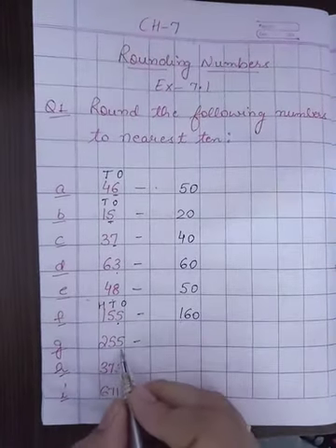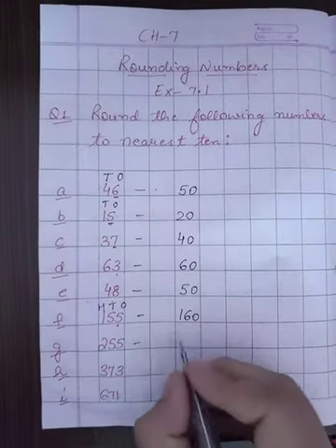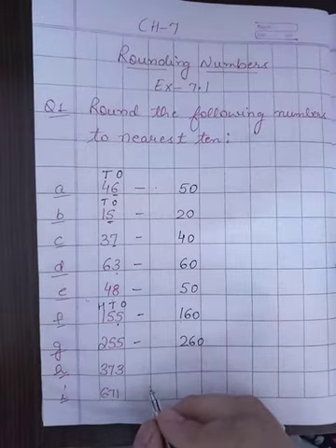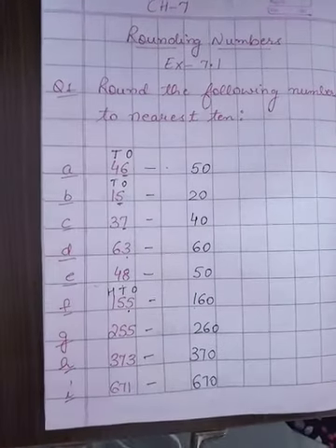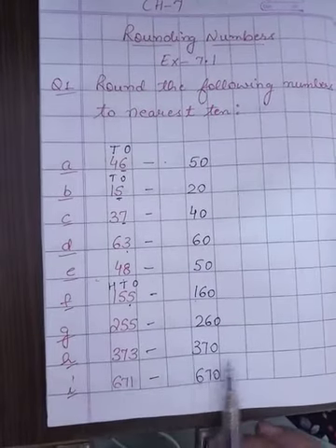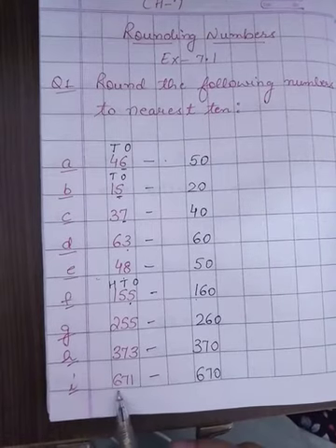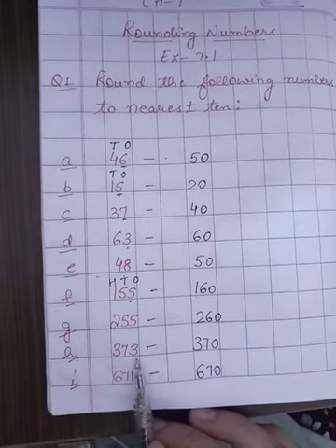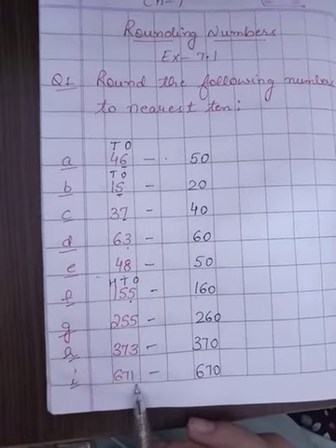Next, similarly here 5 is greater than 4, so your answer will be 260. Similarly you can try the next part also. The answer will be 370, and the next one will be 670, because 3 is less than 4, and 1 is also less than 4.